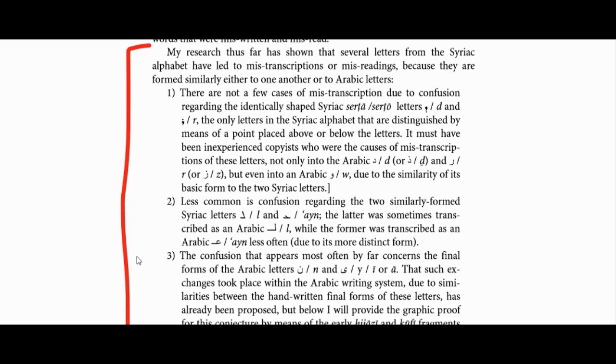But even into an Arabic Wow, which is the equivalent of a W, due to the similarity of its basic form to the two Syriac letters." So if you're not confused already, you notice how these two are very similar, the Dal and the Thal, which has the dot above it. You have the Ra and the Zai with the dot above it, which is equivalent of the Z, and then you have the Wow or the W. Okay, so you can imagine how they're very similar letters.